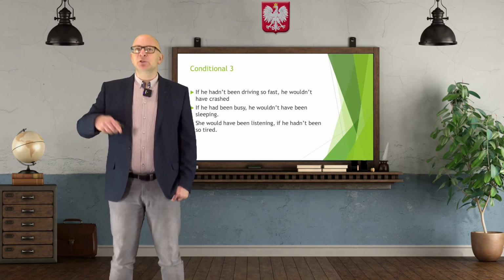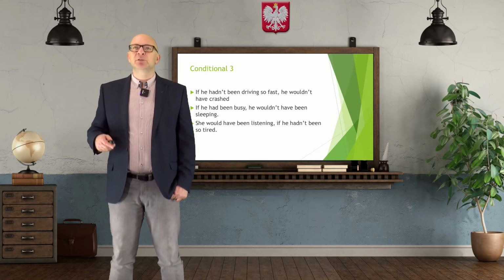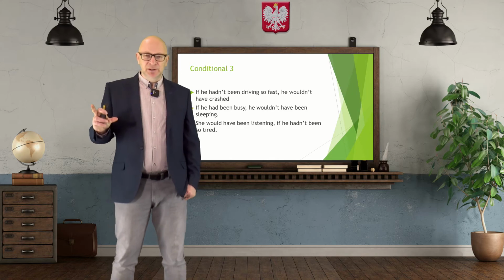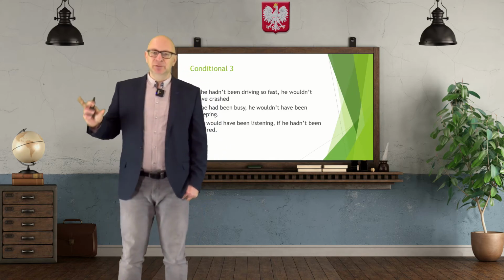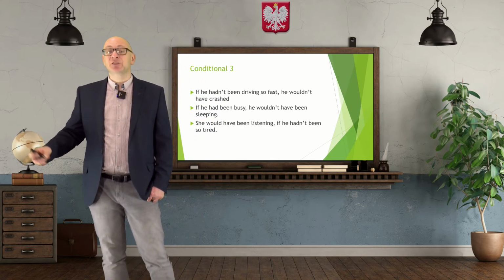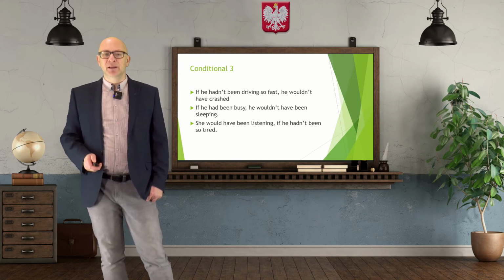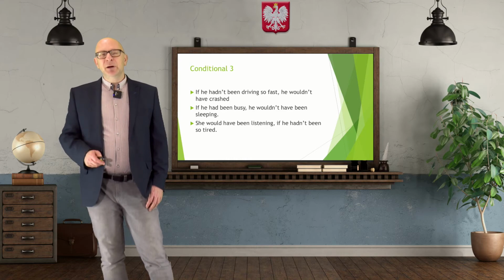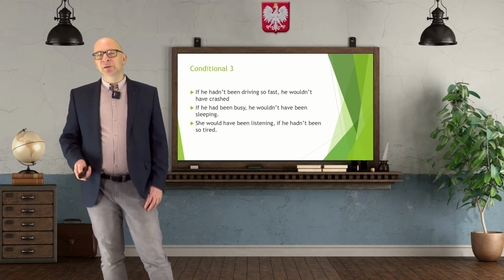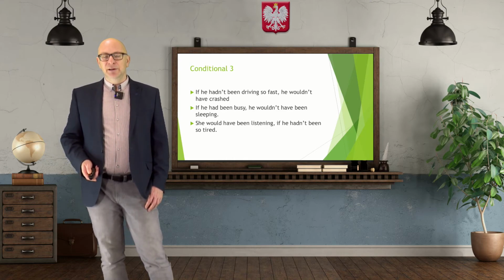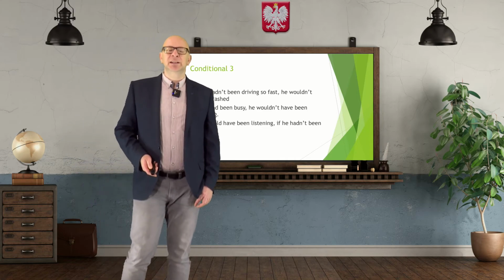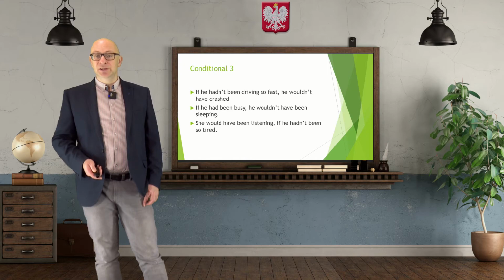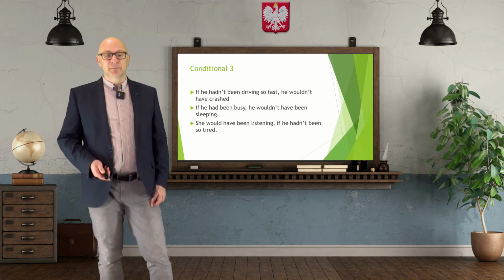Spanie w przeszłości było tutaj czynnością przeszłą, ciągłą. He was sleeping. That's why this part of the conditional sentence that refers to this past continuous action is with the continuous form. So he wouldn't have been sleeping. The first part is not continuous because we have the verb be here, and the verb be is not really an action, so you can't really use it here as a continuous form or in a continuous form.